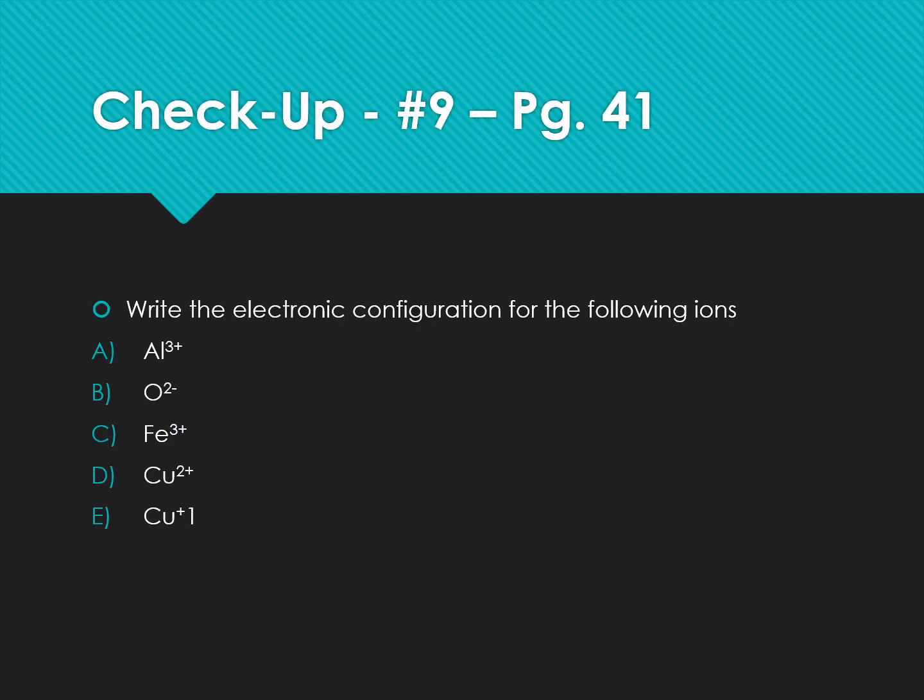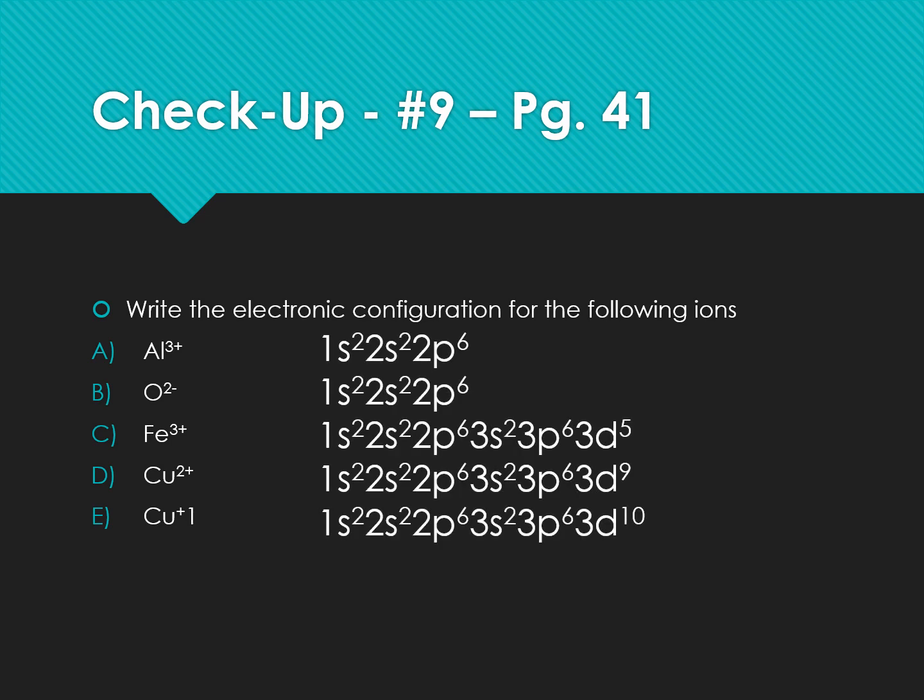Write the electron configurations for the following ions. We have aluminum, oxygen, iron 3, copper 2, and copper 1. For aluminum and oxygen, they are isoelectronic to each other because they have the same number of electrons. Aluminum loses 3, but oxygen gains 2. So they both have the same number of electrons with the same configuration.